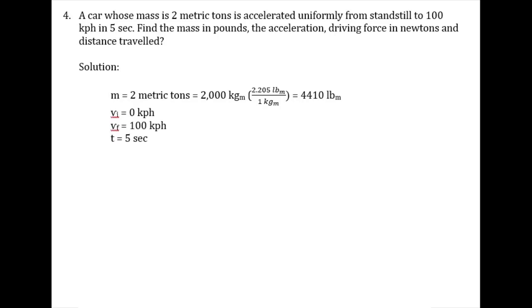Exercise number 4. A car whose mass is 2 metric tons is accelerated uniformly from standstill to 100 kph in 5 sec. Find the mass in pounds, the acceleration, driving force in newtons, and distance traveled. Writing the data given. For the mass, we can solve this directly by converting from metric tons to pound mass. So we have 4410 pound mass. We have other given data.